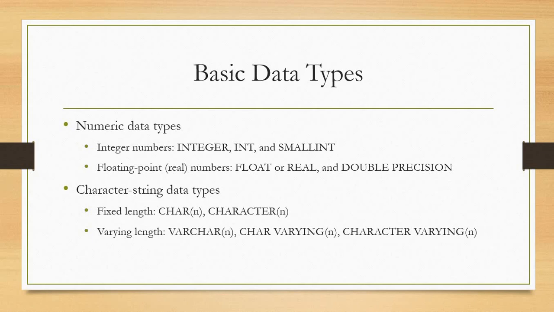So, what are the basic data types? You may have numeric data types, such as integer, int, small int. You may have floating point numbers, float, real, double precision, similar to programming languages. You may also have character string data types, as you saw with the assumptions. They can be fixed length, such as char or character, or varying length, such as varchar, which you saw in the assumptions previously.